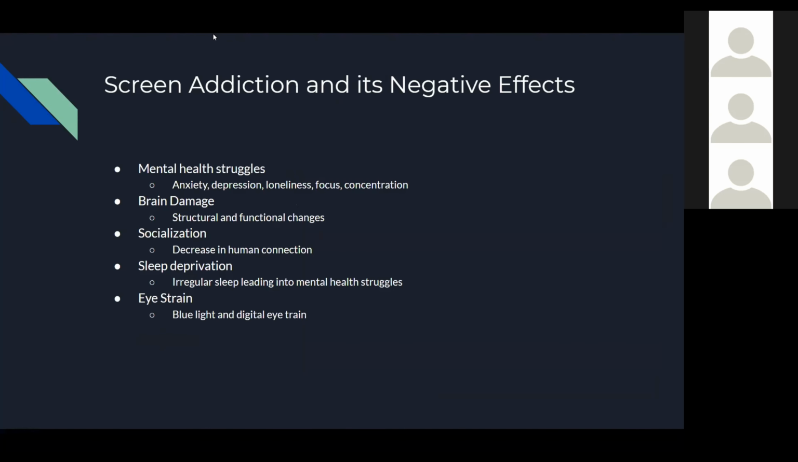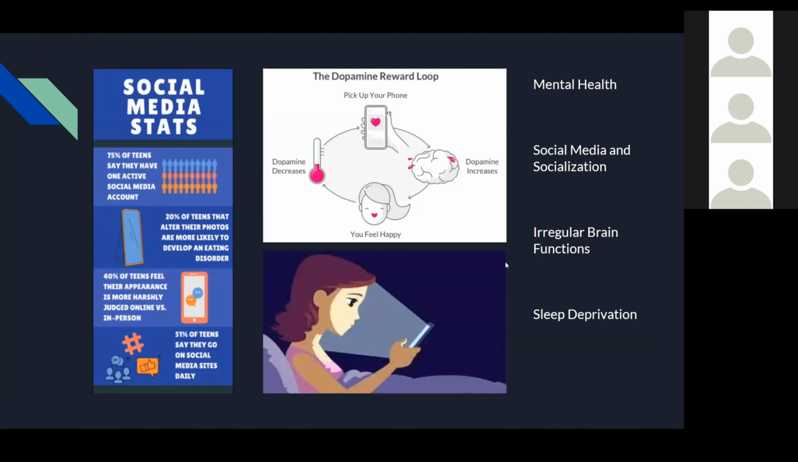Many research studies and statistics have shown a correlation between screen addiction and several negative physical and mental side effects. These effects include mental health struggles, brain damage, decrease in socialization, sleep deprivation, and eye strain, especially within college students and adolescents. Starting off with mental health struggles, a study done by BBC News and Daily News shows that there's a strong link between heavy internet use and significantly higher scores in depression, anxiety, and impulse behavior.